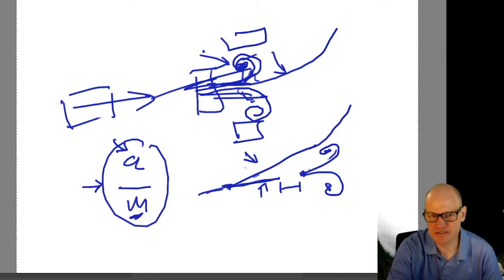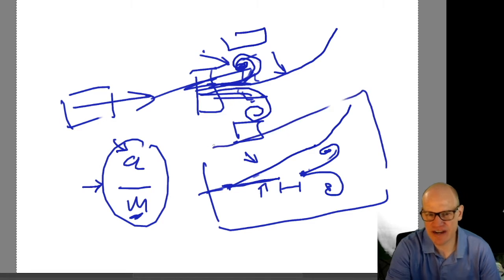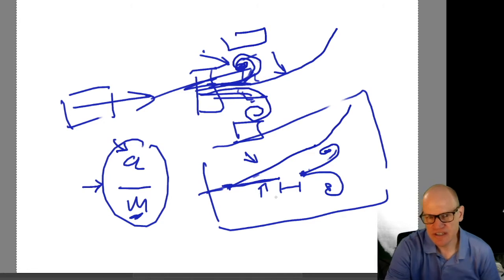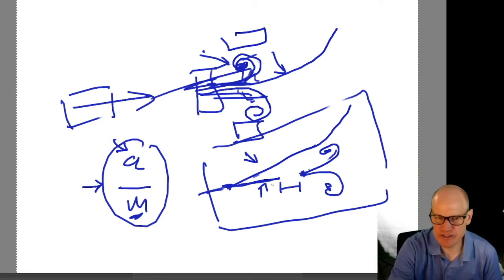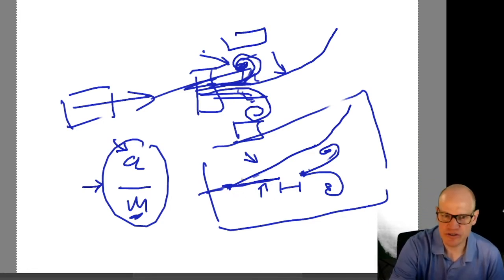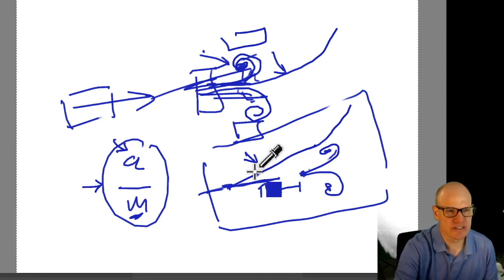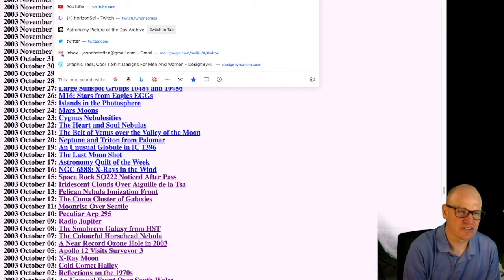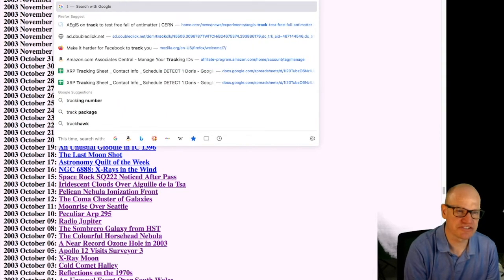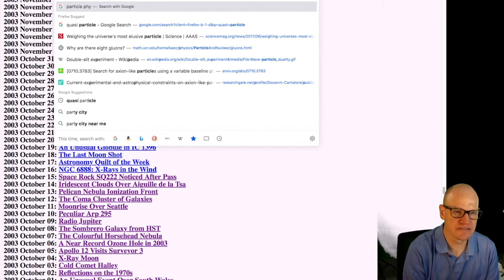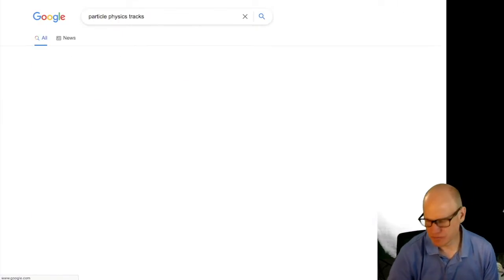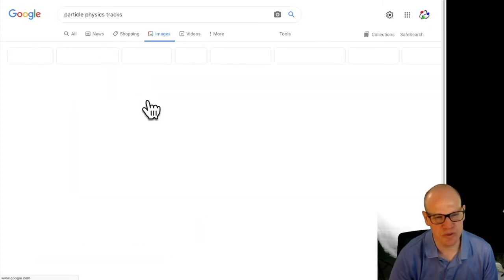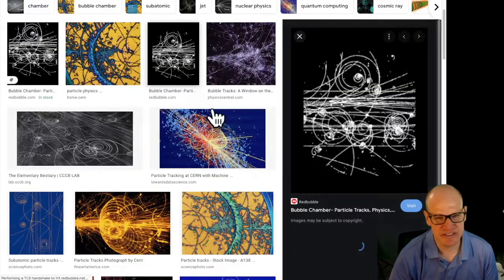So these are the kinds of vertices or kinds of tracks that will appear in your detector, and you can use them to infer the properties of the different particles that are involved in the interaction. So we'll take a look at that real quick. If I looked at tracks, particle physics tracks from some detector. Let's go with images and we'll see what we can come up with here. Yeah, something like this.